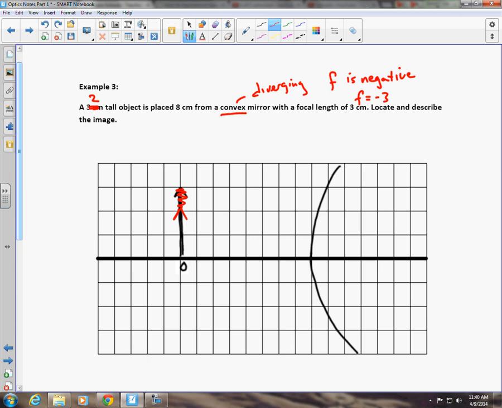Now, the focus is going to go on the other side of the mirror this time, because if you think of the mirror as being part of a circle, the center of that circle is going to be over to the right of the mirror, and so is the focus. So we're going to put the focus at 1, 2, 3 right here, and then the center is always twice the focus, so that'll be at 6 right here. Now we'll do our ray diagram. We always start with a parallel ray. We draw the parallel ray until it hits the surface.